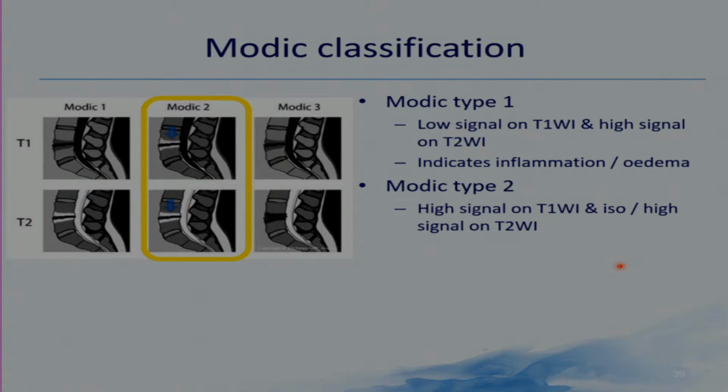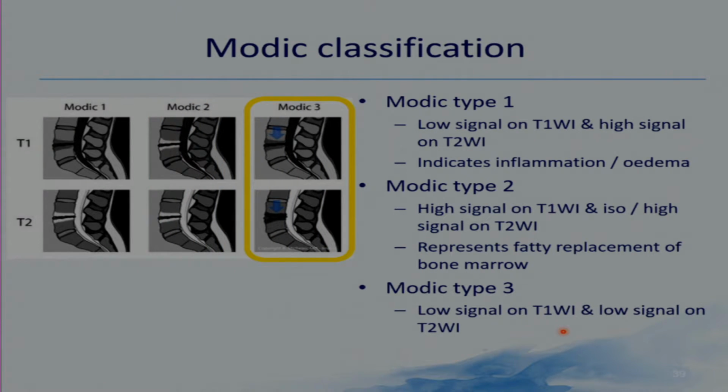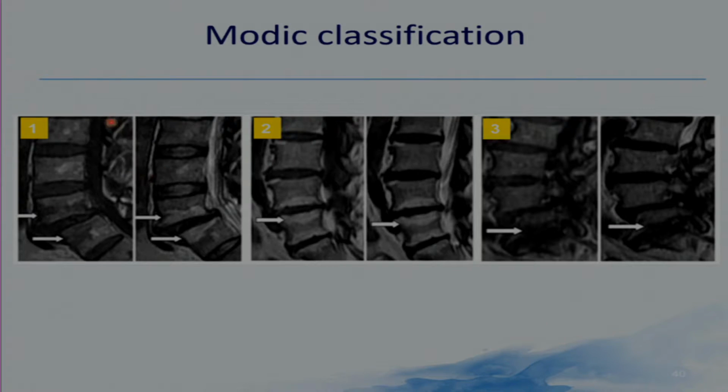Modic type 2 is when it is high signal on T1 weighted and high signal on T2 weighted study, and it represents fatty replacement of bone marrow. Modic type 3 is low signal on T1 weighted and T2 weighted studies. It indicates reactive sclerosis. So these are actual MR images. This is T1, this is T2, again T1, T2, and this is T1, and this is T2. This is Modic type 1, this is Modic type 2, and this is Modic type 3.